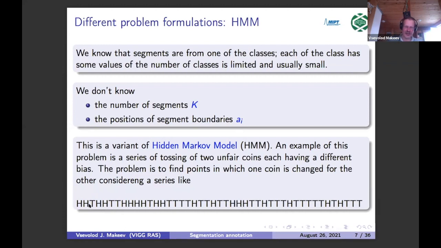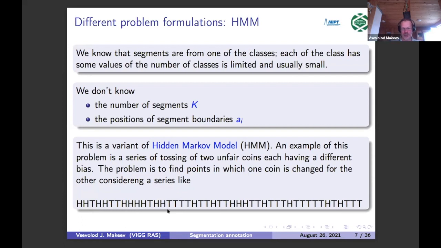In these random trials, probably the coin was changed, and the second part of the series has many more tails than heads. So in this case, you switched the coin here, and you used one coin for this part of the sequence, and another one for this part of the sequence. So we change it somewhere here.